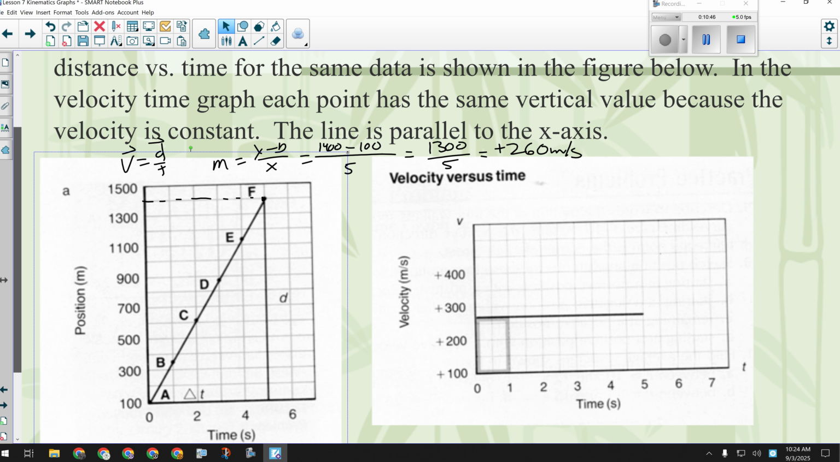There's no curve on this graph, okay? And this graph is clearly showing that there's no change in velocity. And that's what acceleration is, change in velocity. So no acceleration going on.